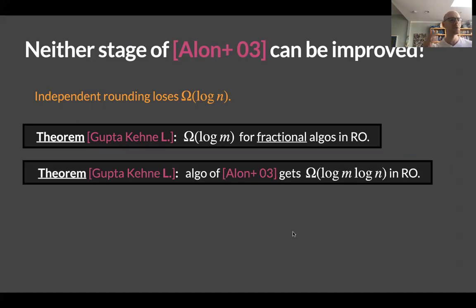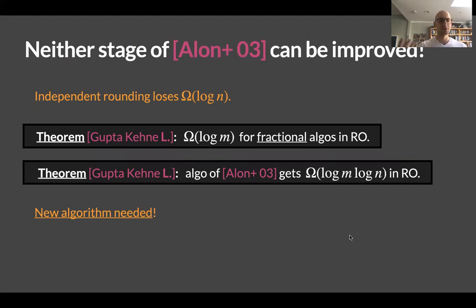And actually, nor can you improve them together. There are situations in which the Lund algorithm does actually get omega of log m times log n, even in random order. So that algorithm will not beat this double log bound. A new algorithm is indeed needed.